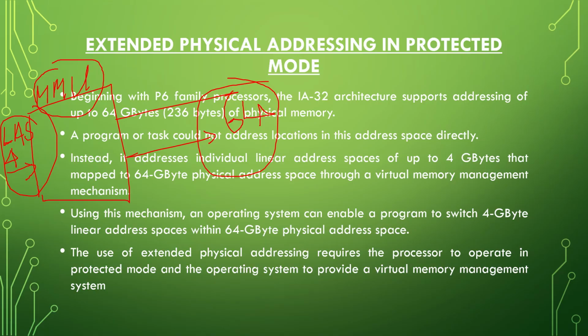So using this memory management mapping mechanism, an operating system can enable a program to switch from 4 GB to 64 GB. This process can be done under protected mode, and it is done using the memory management unit, which provides a virtual memory management system. That is what is meant by extended physical addressing in protected mode.